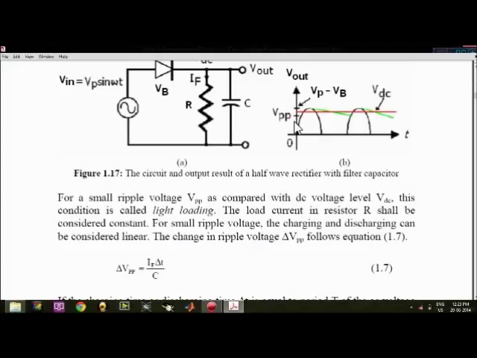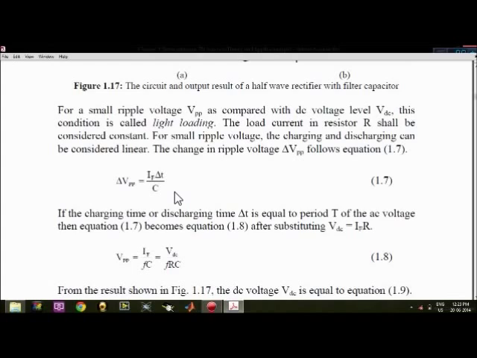And the change of ripple voltage delta VPP follows this equation, that is current into time per capacity C, and that can often be written like this. Time can be written as 1 by frequency, and hence you will get this result also.